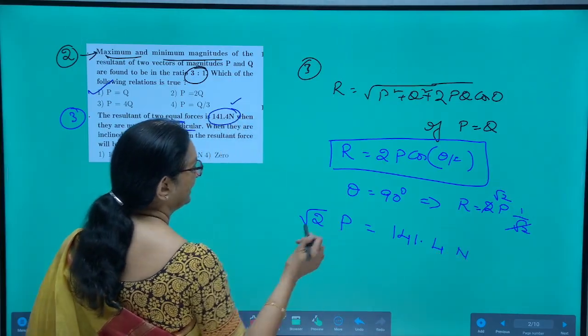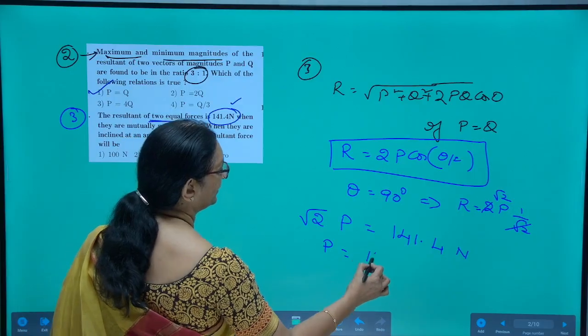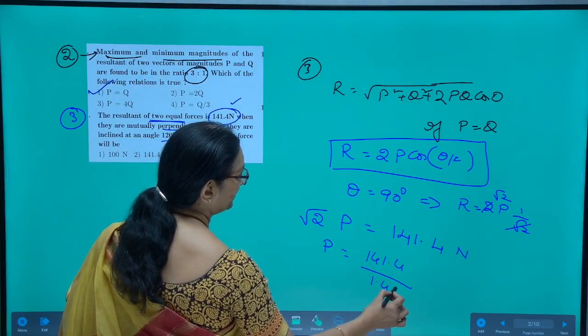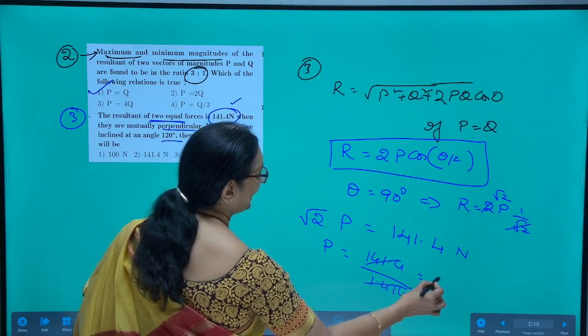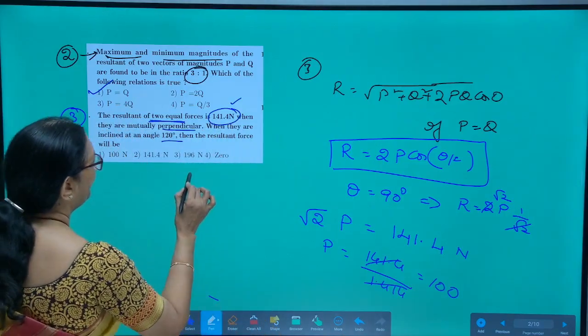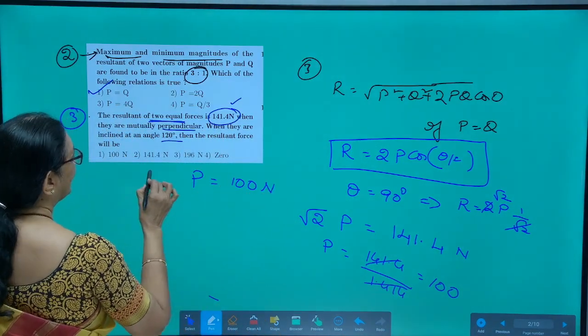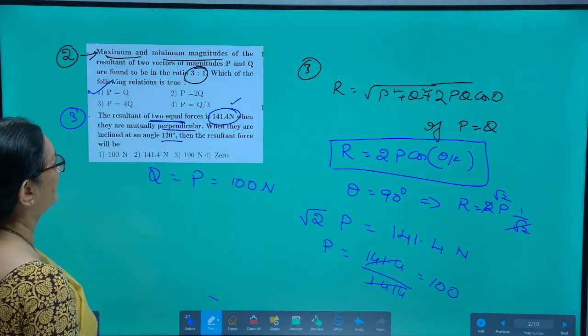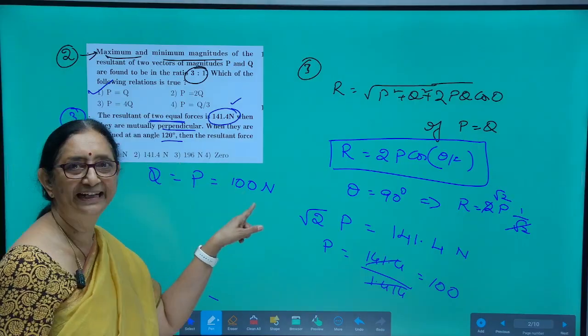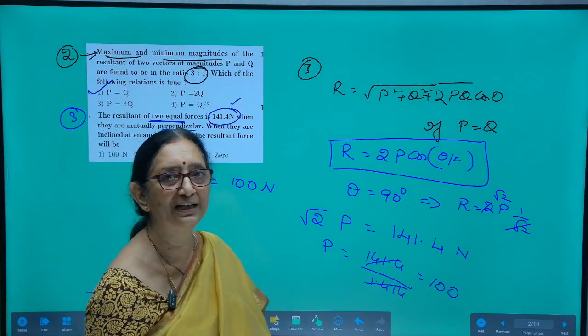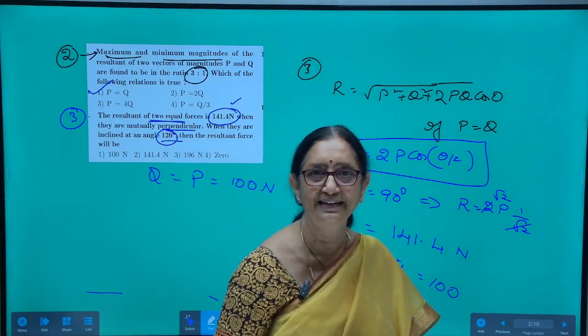141.4 Newton. So, from this, P is equal to 141.4 by root 2, that is 1.414, which gets cancelled, 100 times. So, P is equal to 100 Newton. Actually, Q is also equal to 100 Newton because they are equal in magnitude. Now, if they are inclined at 120 degrees, what is their resultant?